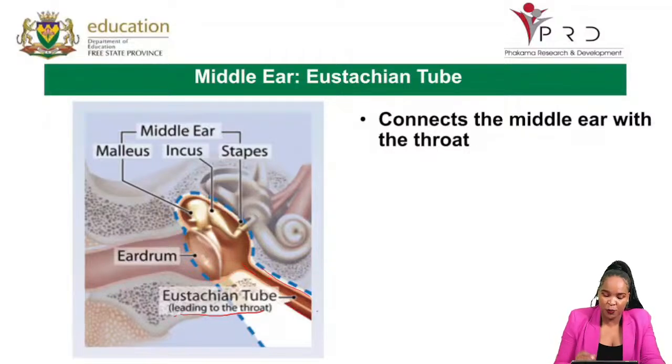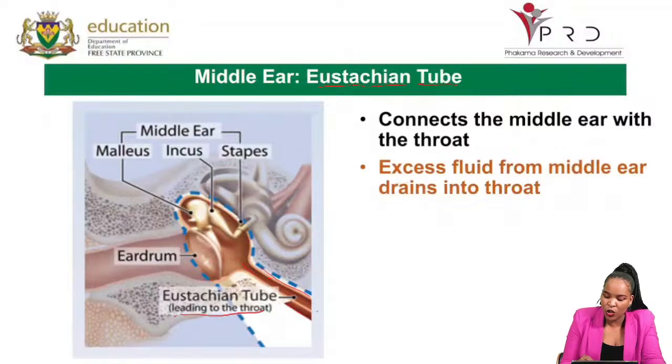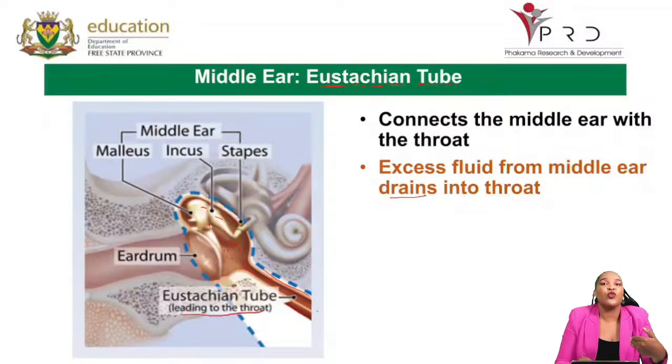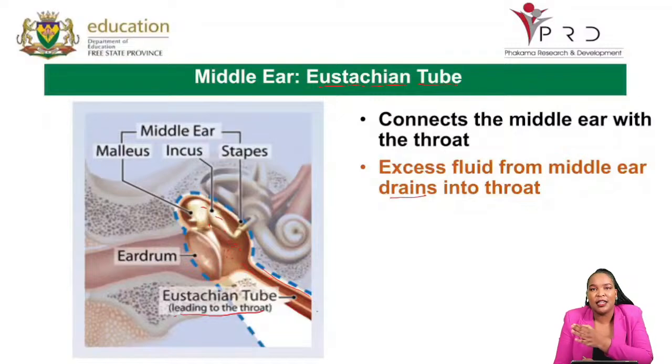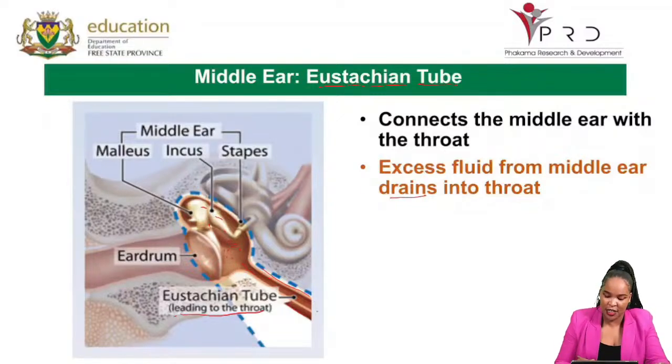So the eustachian tube connects the middle ear with the throat, and it also drains the excess fluid from the middle ear into the throat. So if there's more fluid here in the middle ear, it is going to be drained by the eustachian tube to your throat. But luckily, when it goes straight to your throat, you can't taste it. There are no taste buds there. So it goes straight to your digestive system without you feeling the taste.